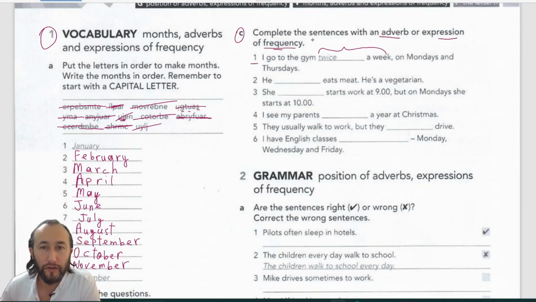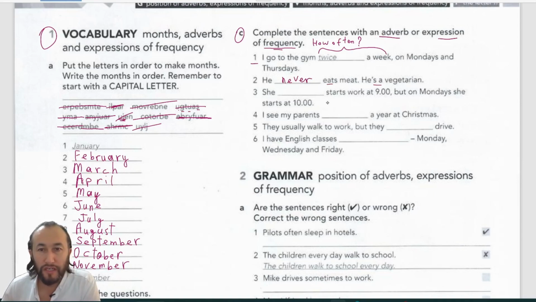It answers the question of how often. That is frequency, guys. Okay? So twice a week, 3 words, that's an expression of frequency. So I go to the gym twice a week on Mondays and Thursdays. Okay, now he eats meat. He is a vegetarian. So if he is a vegetarian, he never eats. And that is an adverb of frequency. So eats, verb, and the adverb of frequency is coming before the verb, guys.